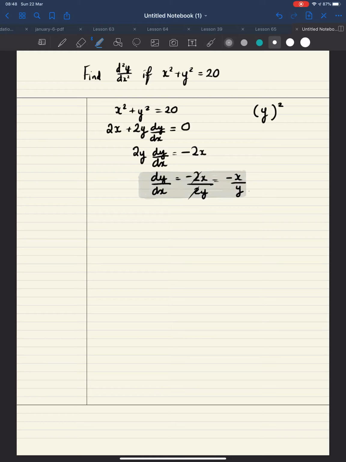Okay, right, next one. To find d2y by dx squared, we've got to differentiate. So dy by dx is this. For d2y by dx squared, differentiate this. And this is a quotient, so we use the quotient rule. I'll write that down here. If y is u over v, dy dx is v u dashed minus u v dashed, all divided by v squared.